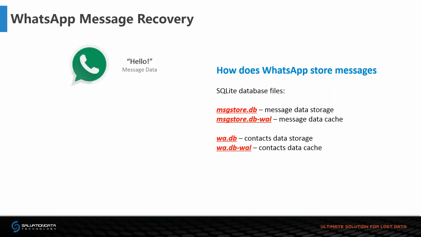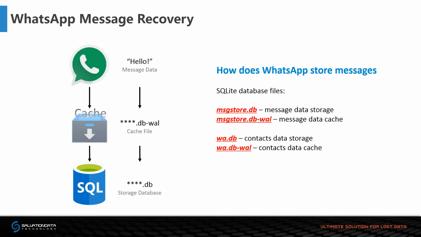According to our analysis, the normal WhatsApp message data is stored in messagestore.db, but deleted message data can be found in messagestore.db-wal. This file is the cache file for message storage. WhatsApp will always first store the messages in this cache file before saving it to the real database.